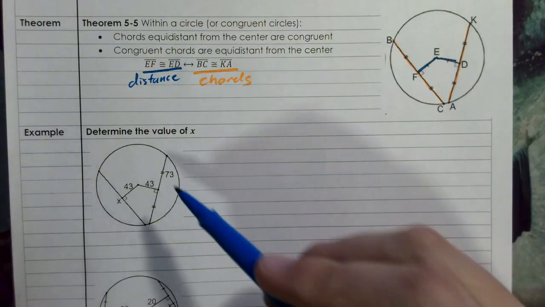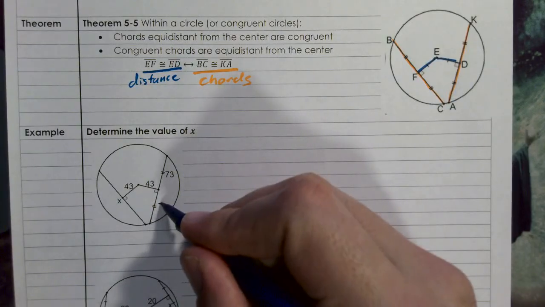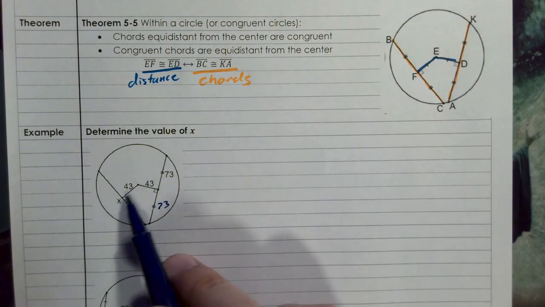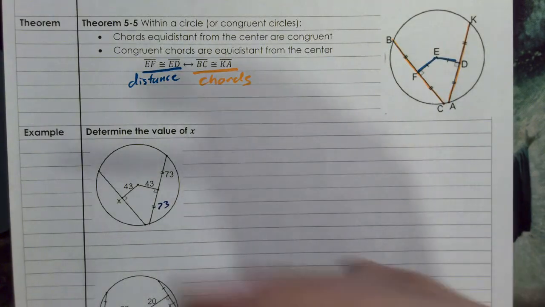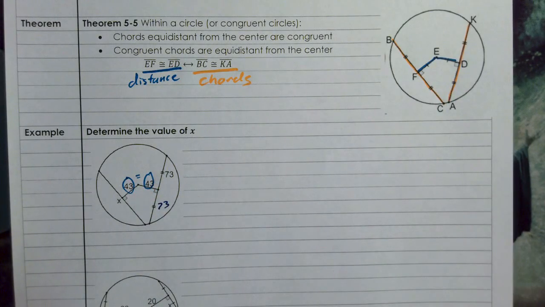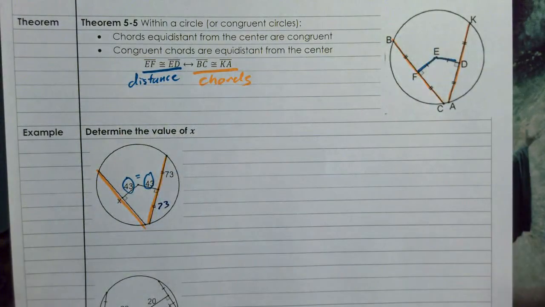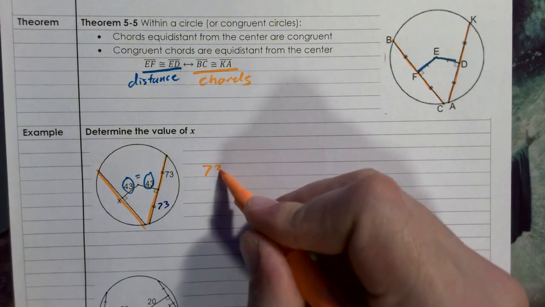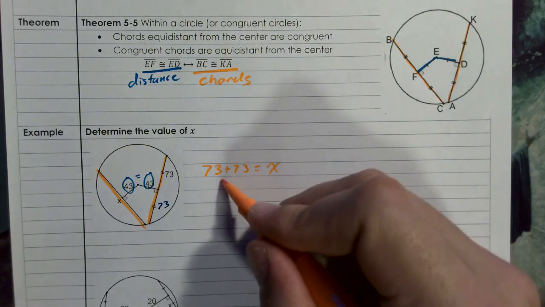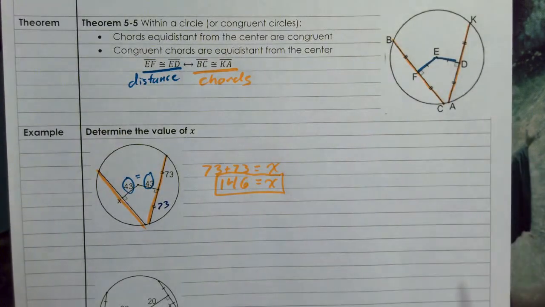So if we look at this example down here, I know that this is 73, then this has also got to be 73 because they both have those little double tick mark things. And we know that they are the same distance from the center. So we know 43 equals 43. Since they're the same distance from the center, that means we can say that this line and this line have to be the same. Well, one of them is 73 plus 73, and the other one is just x. Okay, well, just add those together. We get 146 equals x. Done.